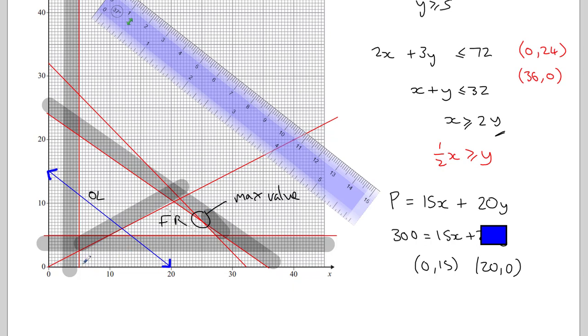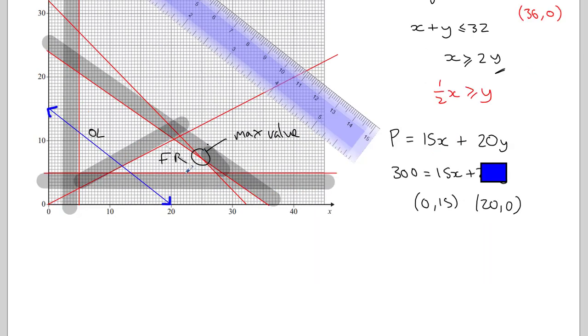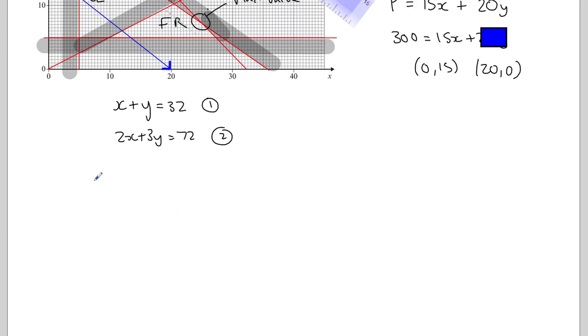Now if you've drawn your lines really precisely and you know exactly what that value is, great, just read the coordinates off the grid. If you can't see what the exact value is where these two lines intersect, all you need to do is solve simultaneous equations to find where they intersect. So this line here is x plus y equals 32, and this line here is 2x plus 3y equals 72. These will be fairly straightforward to solve.